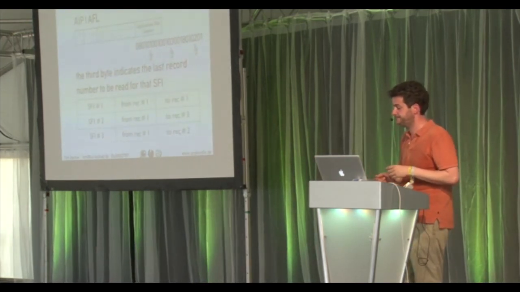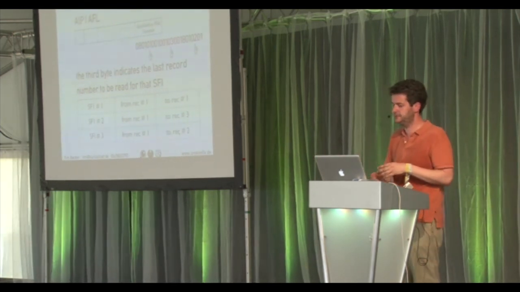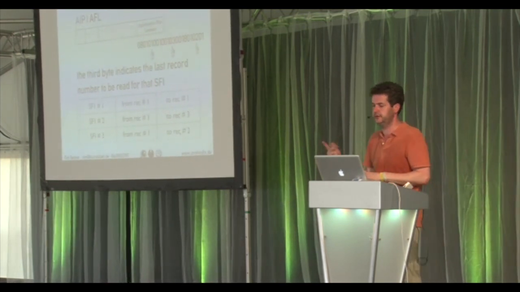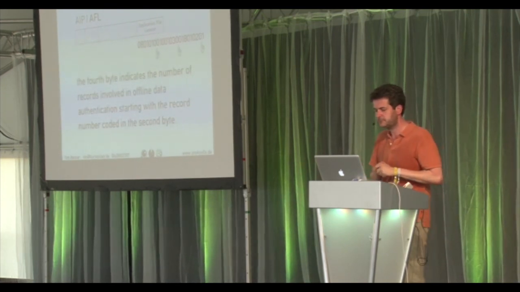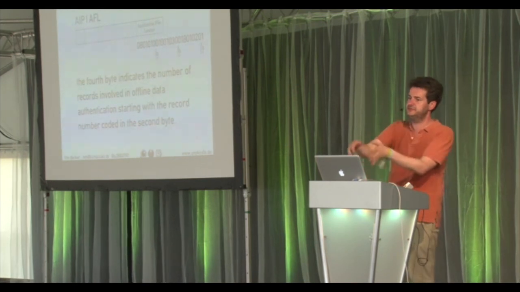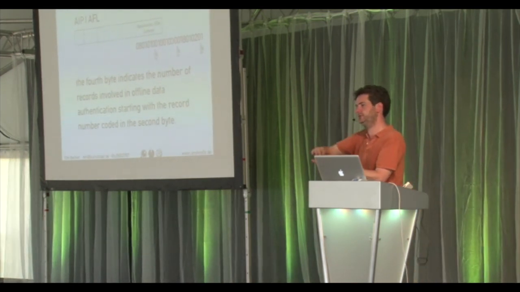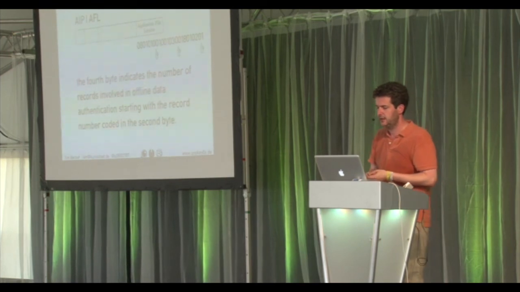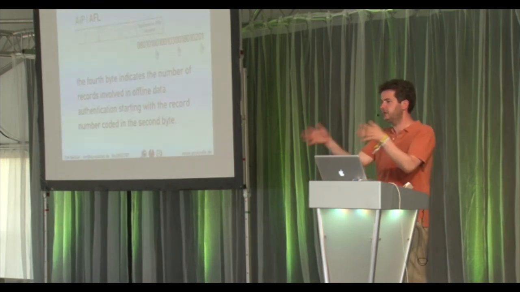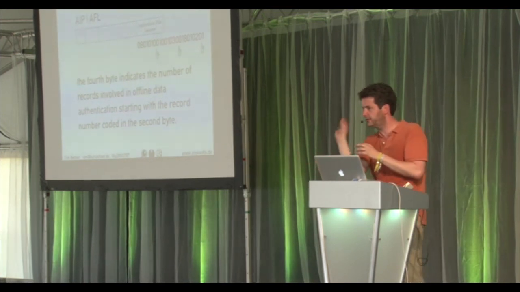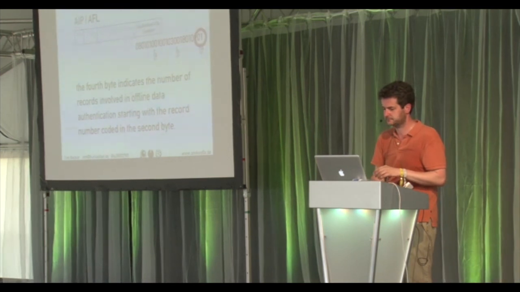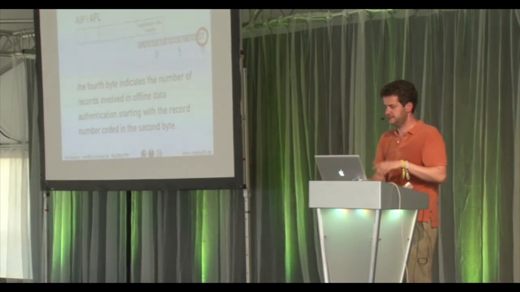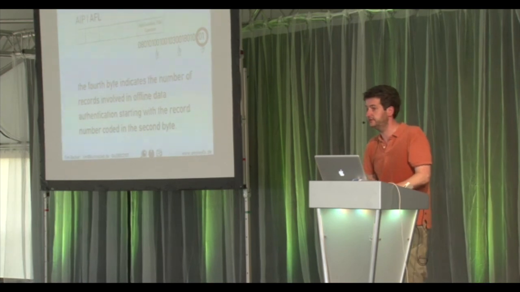The third byte tells you where to stop reading, so from the first short file ID we only read one record, from the second one we read 3 records, and from the third one we read 2 records. And the fourth byte says how many of these records that you read from this short file should you use when you're signing the data with either an SDA certificate or a DDA certificate. So not actually all of the data that you get from the card is authenticated by the certificate, but only specific little bits of the data. And in this case, only one record of the 7 records that we're reading is actually getting authenticated.